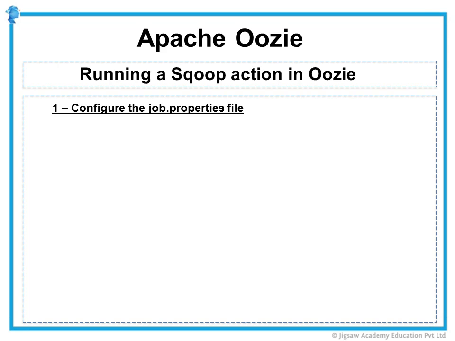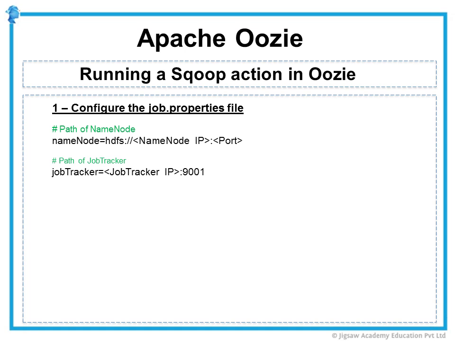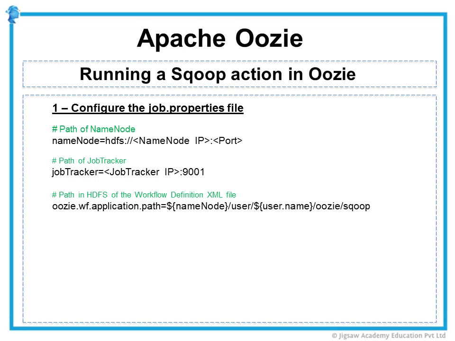Since this is a Sqoop job and it runs a MapReduce job in the background to extract data into HDFS, we need to provide the path of the name node and the job tracker. And then we need to configure the path of the workflow definition XML file. Remember, we don't need to provide the input and output directory properties like we did in the MapReduce action.